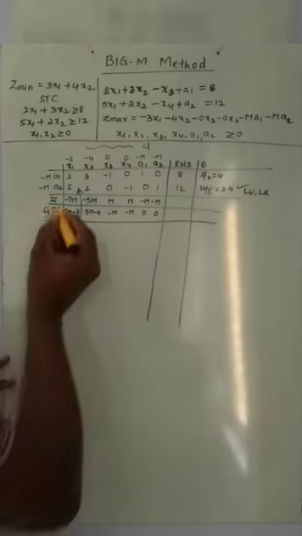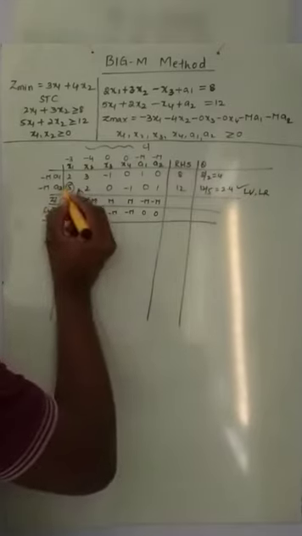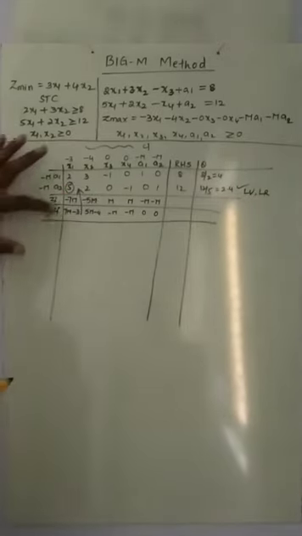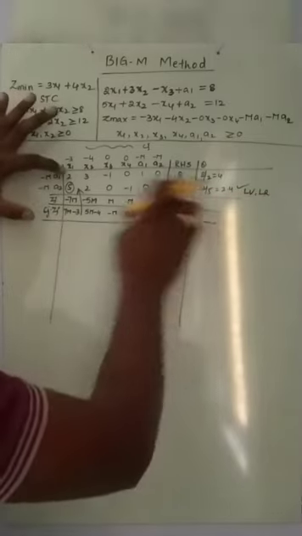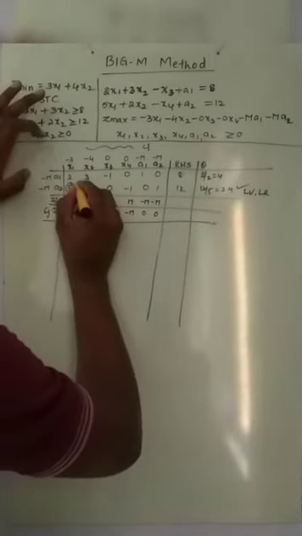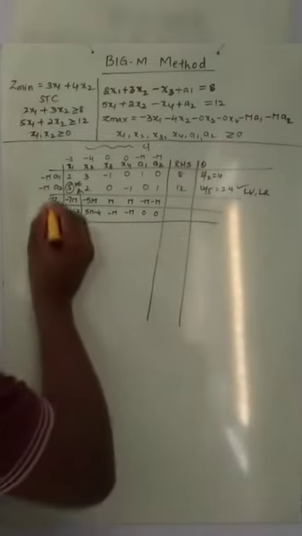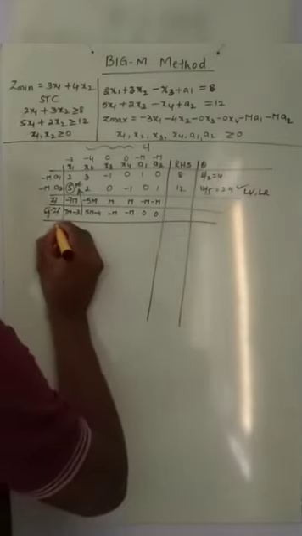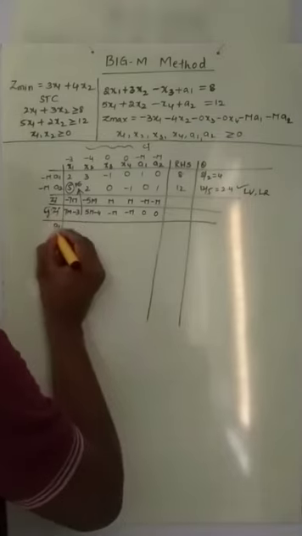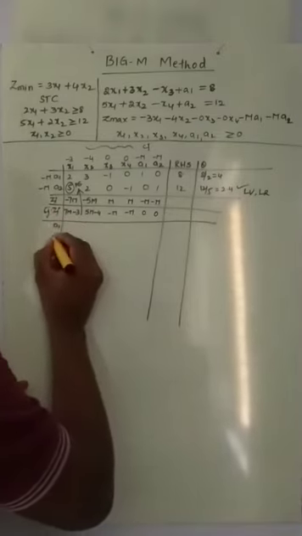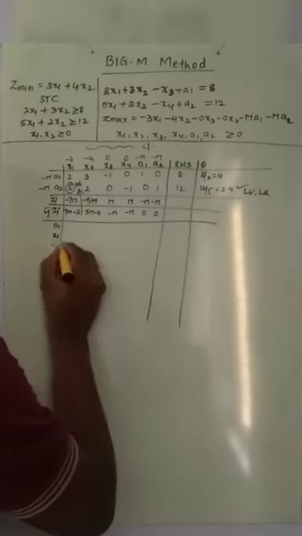After finding the leaving row, you have to find the pivot element. The pivot element is the intersection of the entering variable and the leaving variable. So that will give the pivot element. You circle that pivot element. Now A2 is going out, and instead of A2 we have x1 in this place.